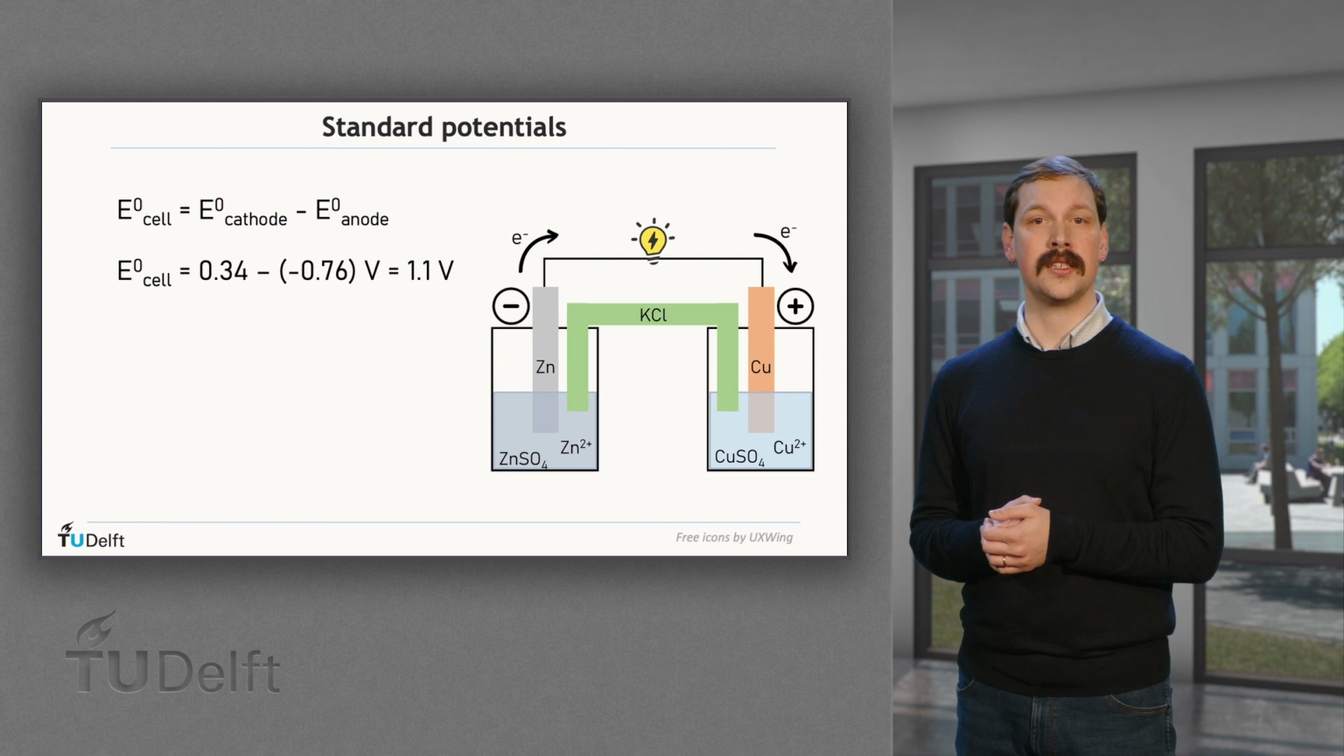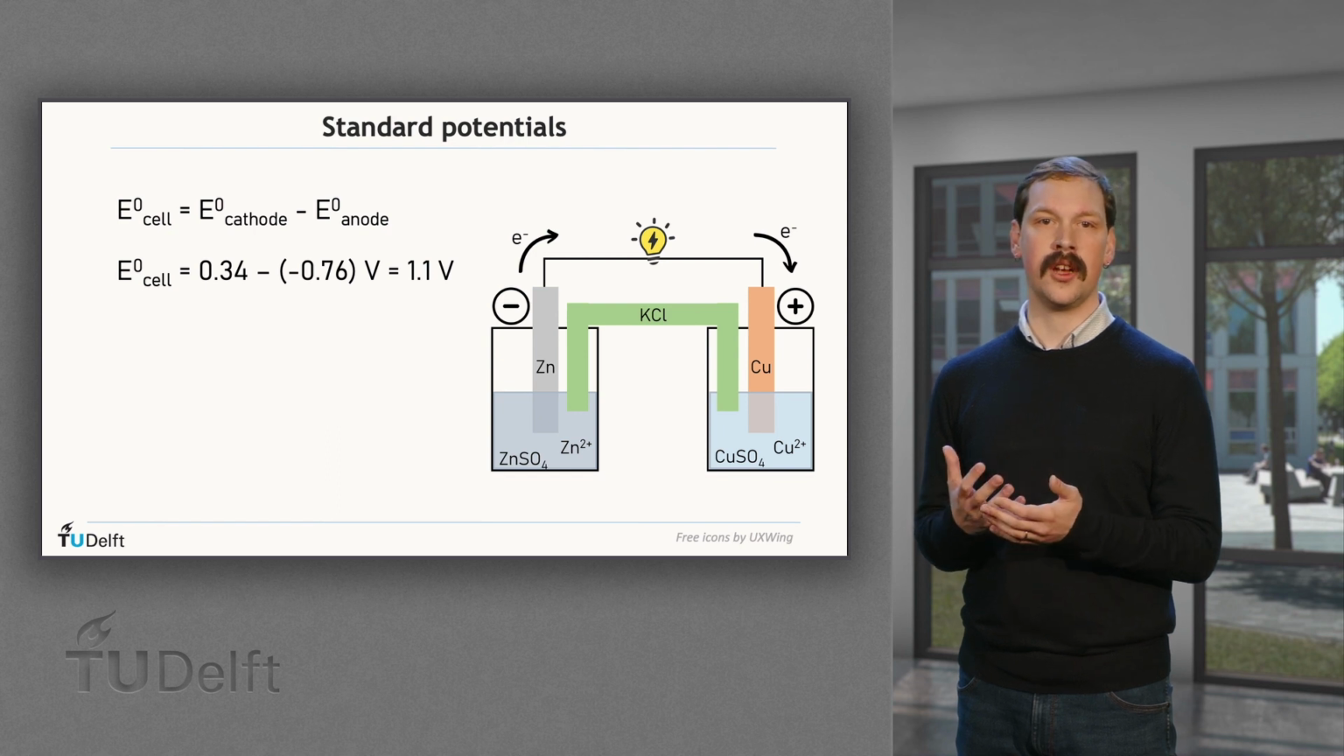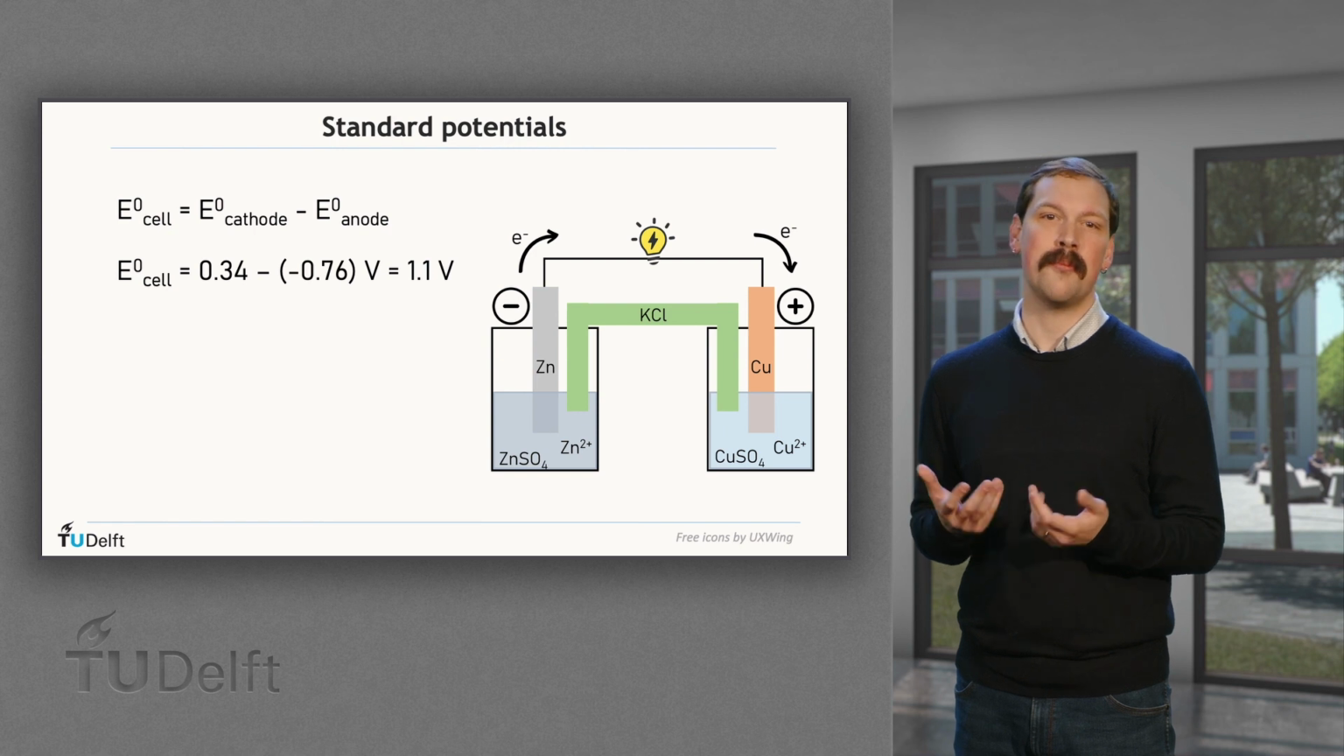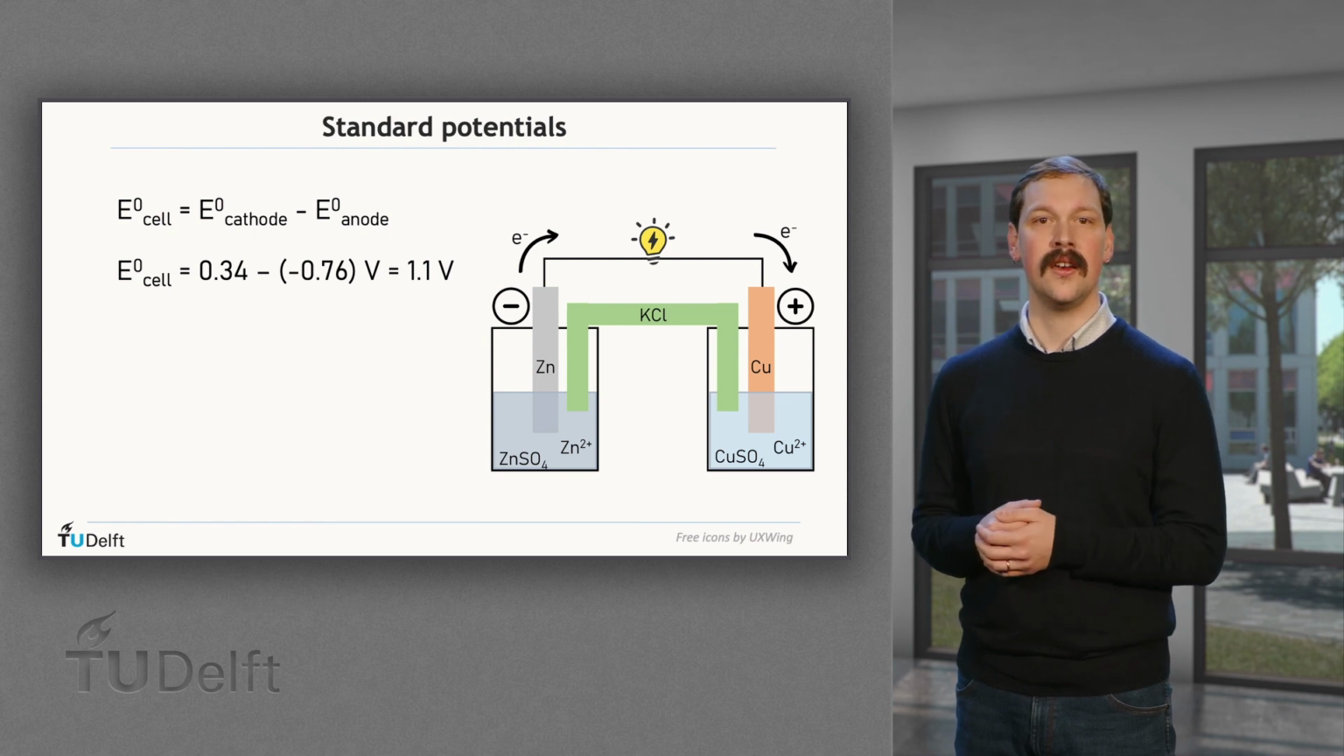In our galvanic cell, the cathode will attract electrons with a potential of 0.34 volts, and the anode will generate and lose them with a potential of 0.76. The difference, 0.34 minus 0.76, 1.1 volt, is the standard potential of a cell.